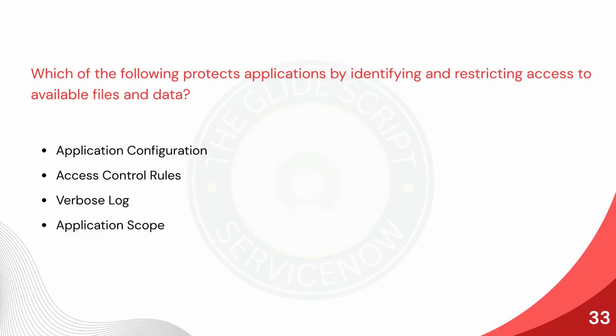Which of the following protects applications by identifying and restricting access to available files and data? And the answer is application scope. Don't confuse it with the ACL.